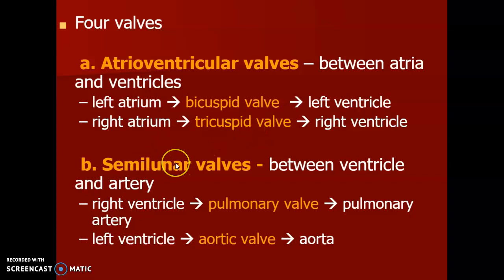And then there are semilunar valves. These valves are called semilunar, and they're separated from the other 2 valves because these valves have different shapes. So they're named actually by their shape. But these 2 valves are between the ventricles and the arteries. On the right side, you have a pulmonary valve that is between the right ventricle and the pulmonary artery. On the left side, you have an aortic valve that's between the left ventricle and the aorta.